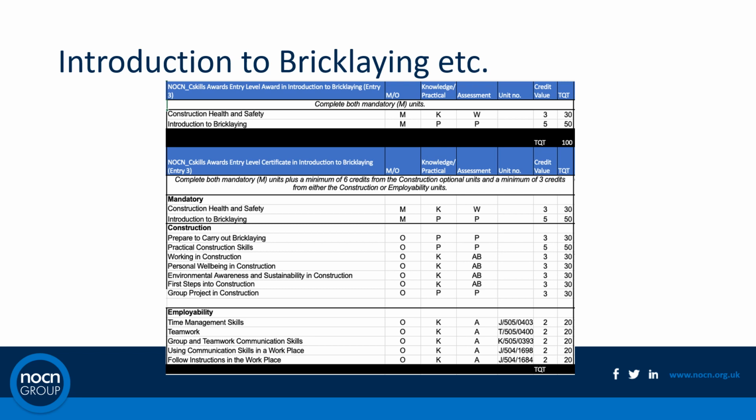It could be that you pair them up or team them up with learners doing other trades, so they get used to working alongside other trades, not just the one they're studying. To get the certificate, they need to achieve 6 credits from that group A, so the construction units, and then an additional 3 credits from A or B.